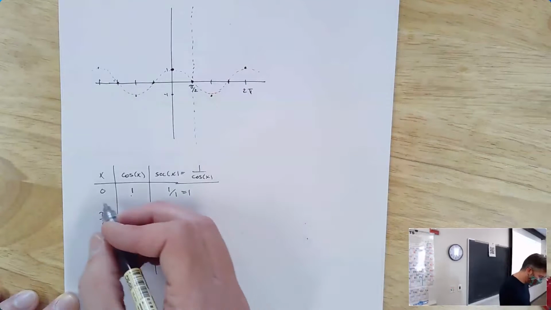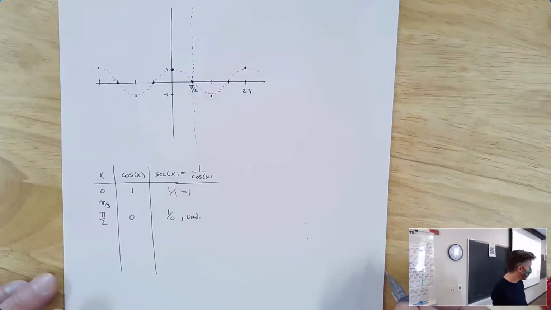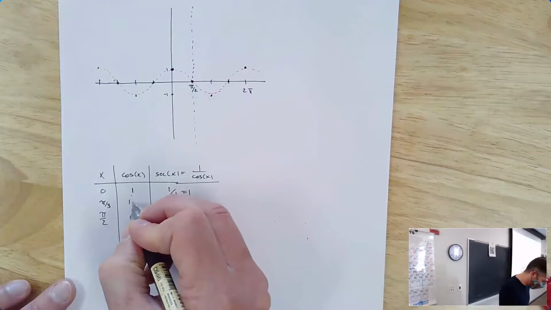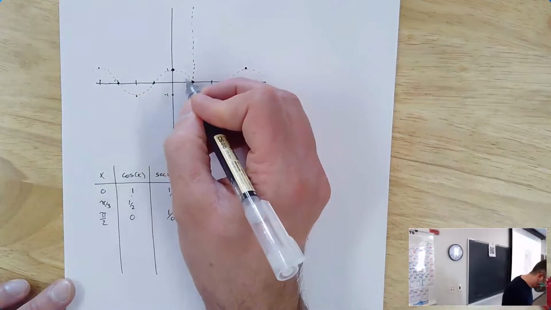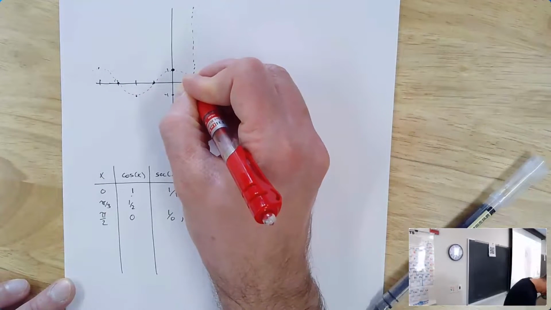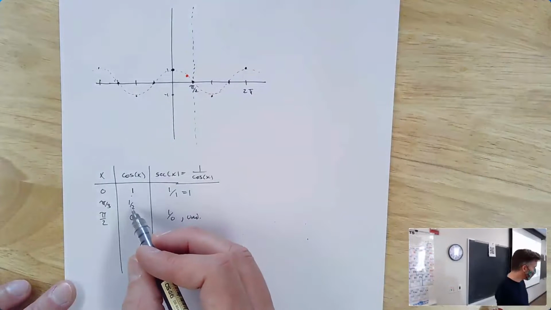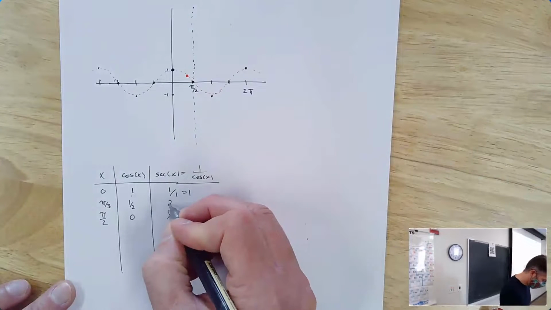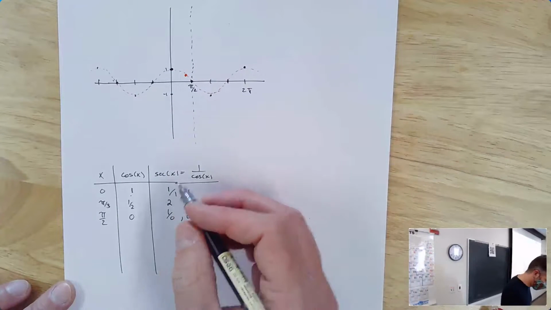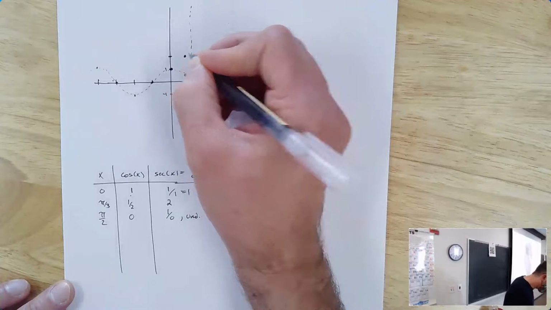Let's look at one more value. Let's say cosine of pi over 3. Cosine of pi over 3 is 1/2, which is probably right about, I don't know, here on the graph. Well, the reciprocal of 1/2 is what? Right, so secant is going to be 2 at the same angle value.